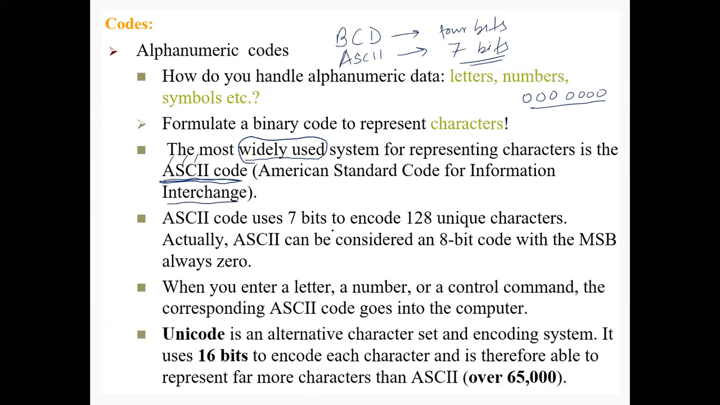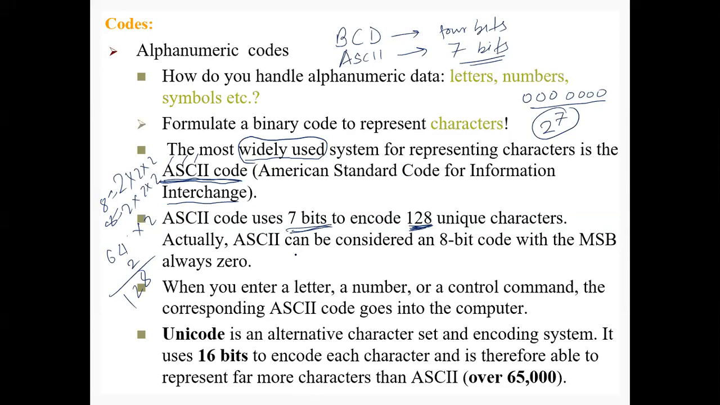So if you have 7 bits, how many characters can you represent? 2 to the 7, right? So what is 2 to the 7? 2 times 2 times 2 is 8, and 8 times 8 is 64. 64 times 2 is 128. You can represent 128 characters by using 7 bits.